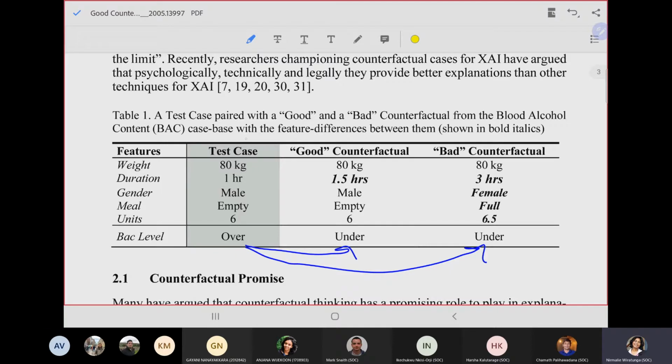What they want to know is which of these is a good counterfactual. They identify the first one as a good counterfactual because if you look at most of the attribute values, they are quite similar. The weight, gender, meal and units are all similar. The only difference is this 1.5 hours. Whilst this one is not a very good counterfactual, because it is possibly not the nearest unlike neighbor, as there are several attribute values that differ from the original test case.